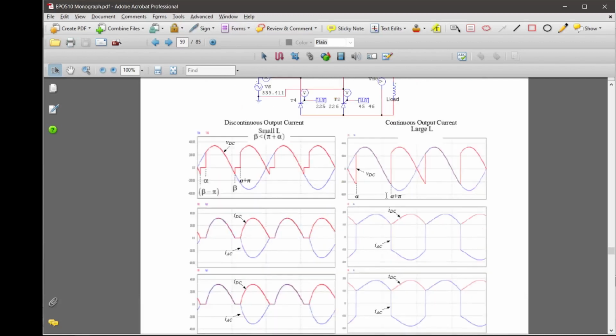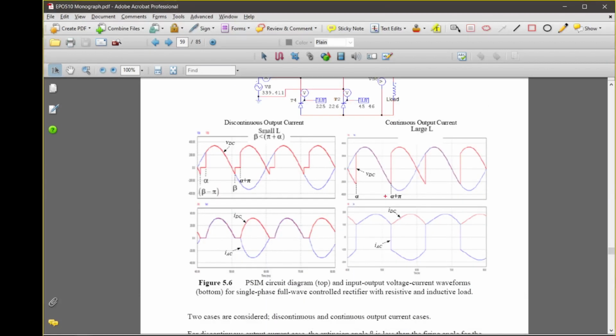For continuous operation, when you look at this again, this is the case where beta is greater than pi plus alpha. Okay, so if you look, the current is continuous. It always continues to operate. So in this case, let's start with 0. Do not consider this. Start at 0 voltage here. No current flows. At alpha, we have VDC equal to V out, and then during the negative half cycle, the current is still flowing, forcing thyristors 1 and 2 to stay on.